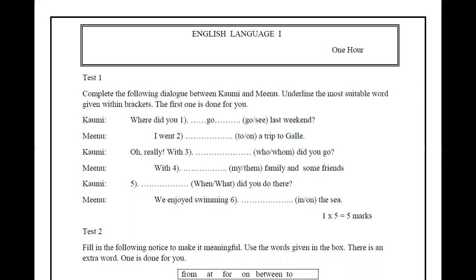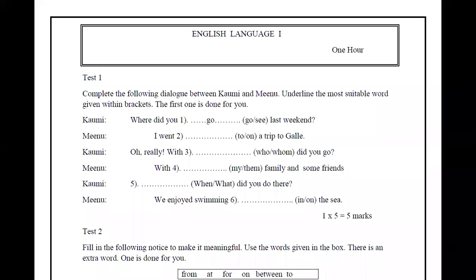And now Kaumi is replying, oh, really? With who did you go? Or with whom did you go? When we are referring to somebody, what makes sense here is that we should use the word whom. All right. So that is what I'm saying. You guys have to practice well. You have to take the past papers or the question papers. You have to do test number 1, which will be very similar to this, so that you can gain the experience of how to face test number 1. Once you practice more, you will be able to gain a good mark.